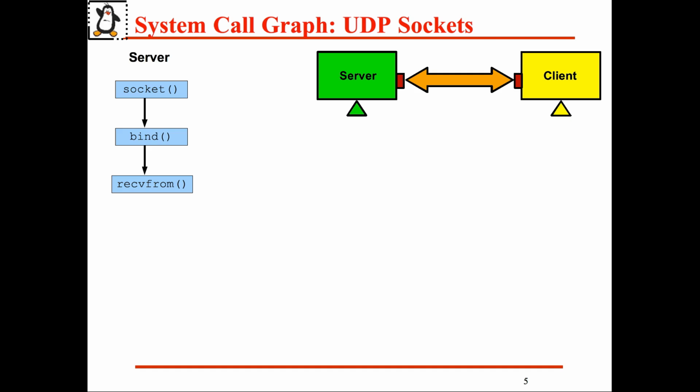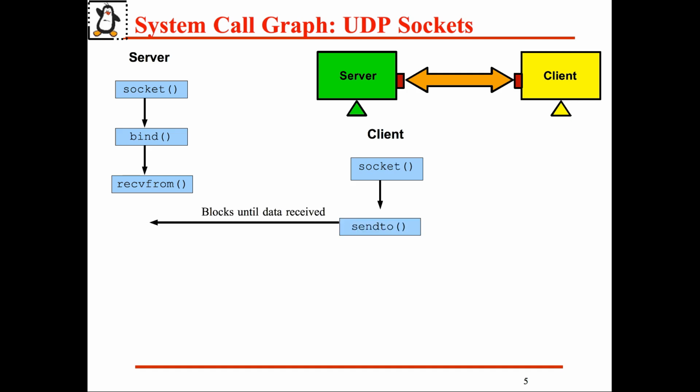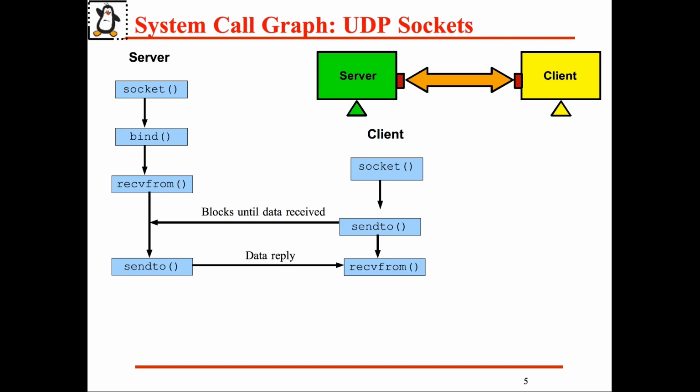Let's move on to the client side now. The client also makes a socket call to create a socket. The client then uses the sendto call to send a message to the server. On the server side, recvfrom allows us to obtain the address of the client. Okay, and then after preparing the response, the server uses sendto to send the reply to the client. And this of course continues until a client calls close on its socket descriptor.